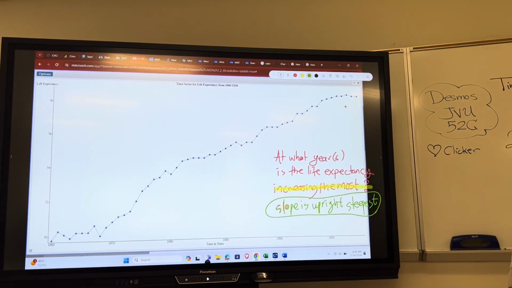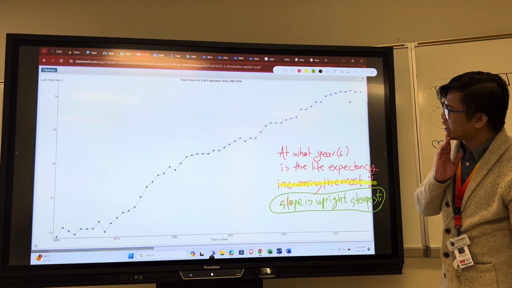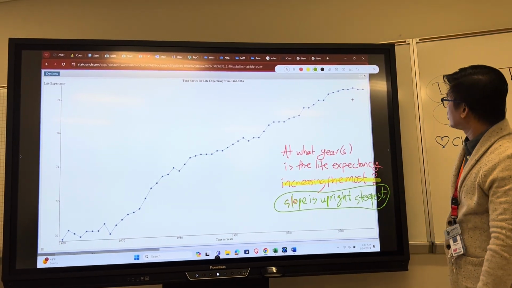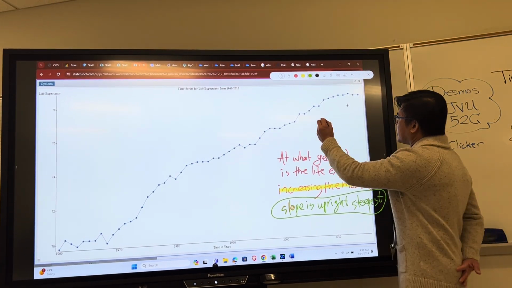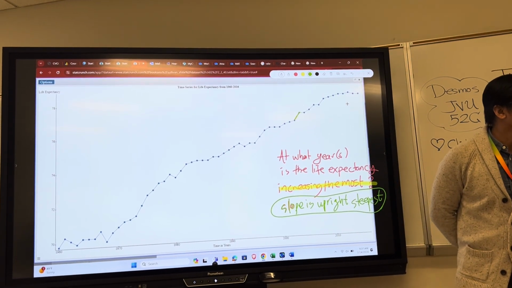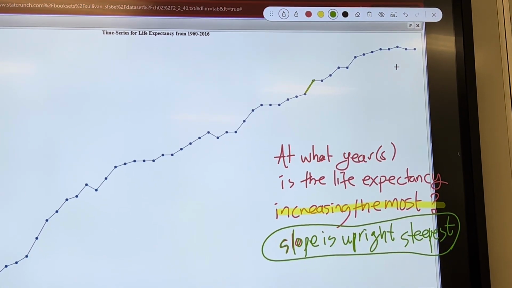For each of these, right? Can you verify some of them that looks the steepest so far in terms of its slope? Each line segment, look at that one. So can we verify? I would say this can be a good candidate, right? Get it? Okay. For the increasing the most in terms of life expectancy.